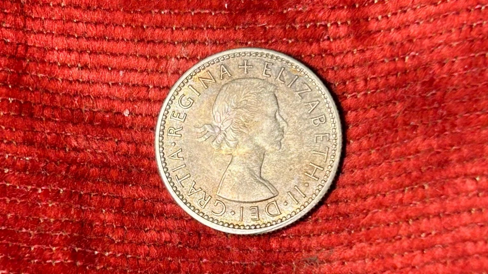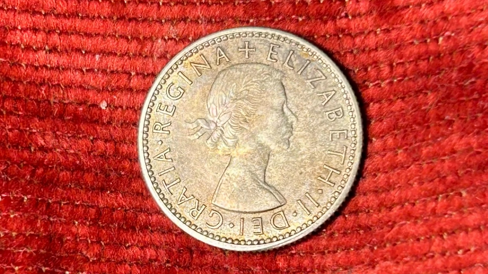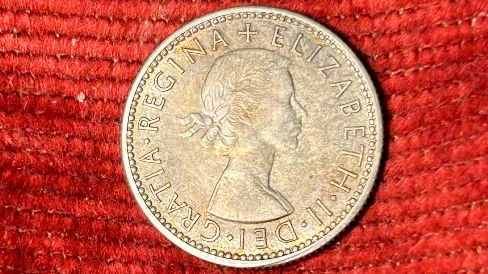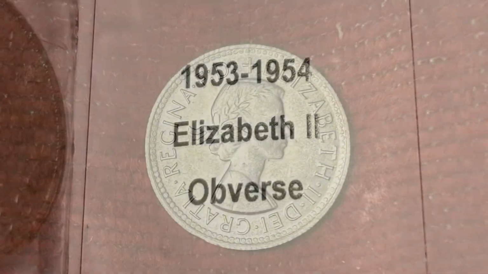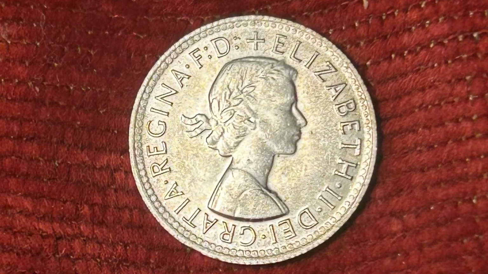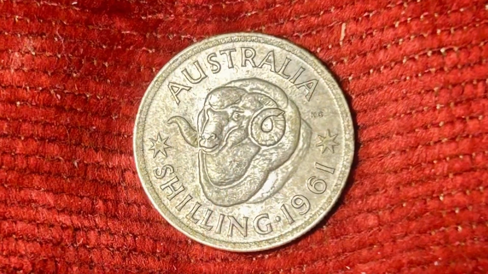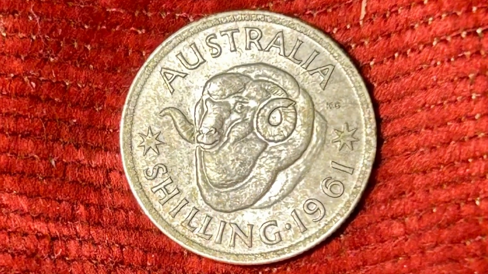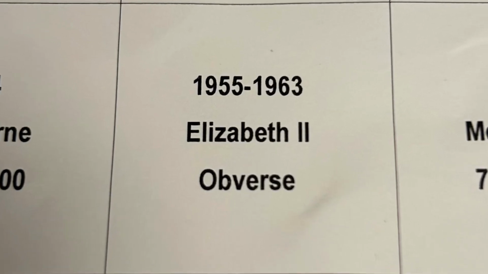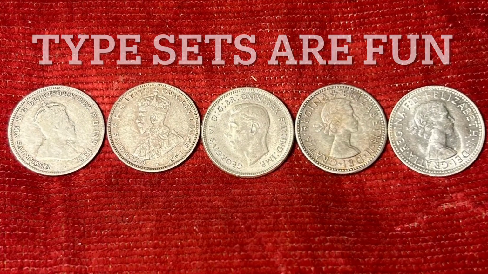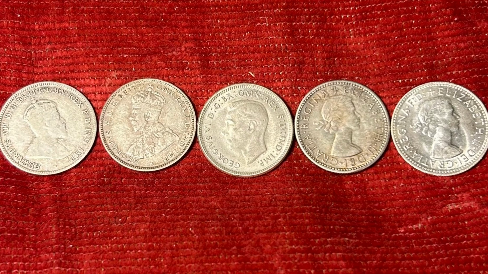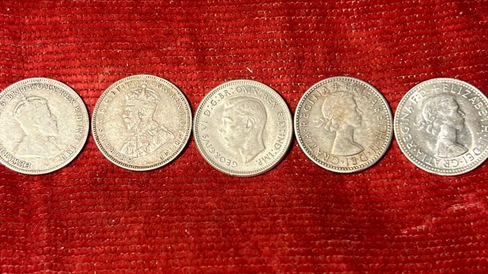The fourth coin of this typeset is our beloved Queen Elizabeth II, with the 1953 to 1954 portrait. That is very slightly different to the portrait from the 1955 to 1963 coin, the last coin of this typeset. A small collection of coins for sure, but a valid and enjoyable set of coins to collect regardless.